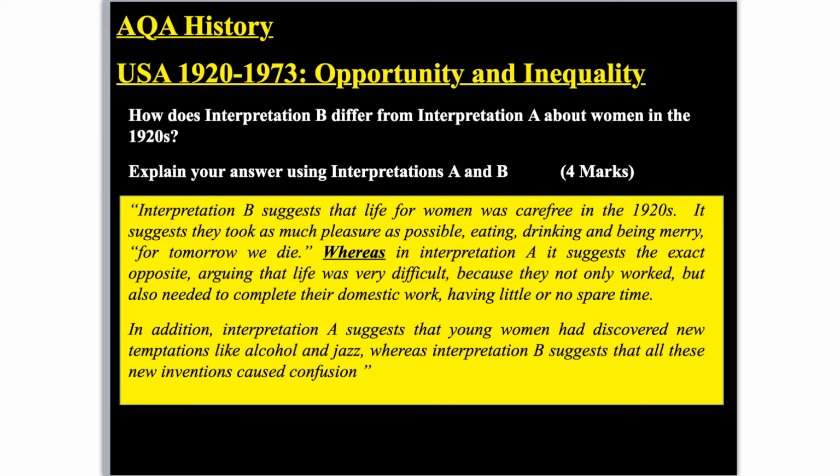So if we then turn to an actual model answer and see how you might structure that. Here you can see the question in full. It says, how does interpretation B, again with that key word there, differ from interpretation A about women in the 1920s? So there's your focus. Explain your answer using interpretations A and B, and you can see here it's got 4 marks for this particular type of question, so we're looking at only 5 minutes.